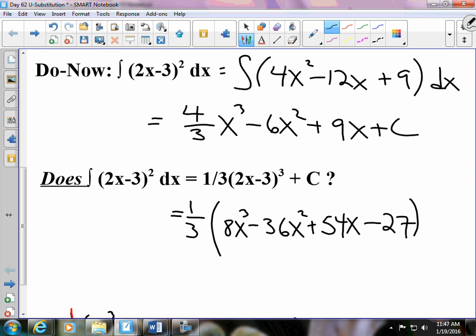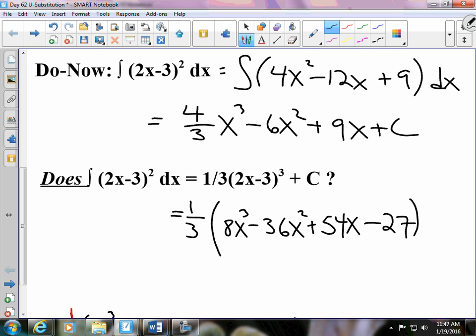So, this was not bad because all we had to do was square it out. But imagine if we were trying to integrate (2x minus 3) to the 9th, or to the 10th. We had to multiply it all out first. So I was just wondering, hey, what if we just integrated the outside function like we normally do? Just add 1 to the exponent and multiply by the reciprocal.